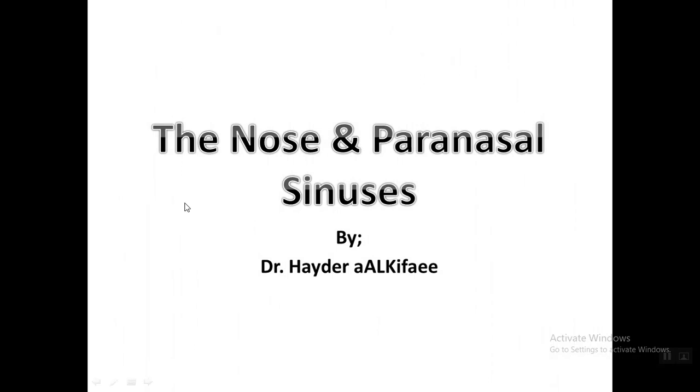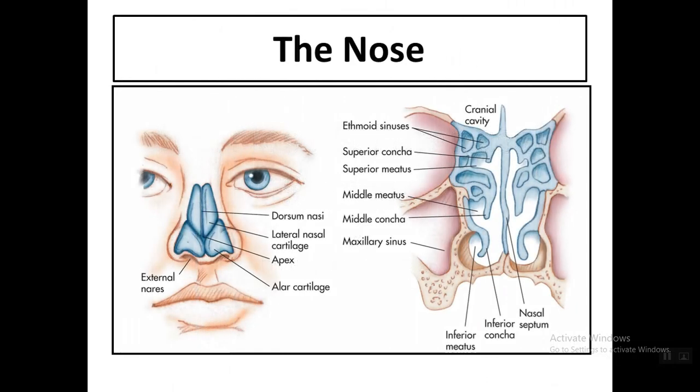The nose and paranasal sinuses. First, the nose can be divided into two parts: the outer part, called the external nose, which is pyramidal in shape, and an inner part called the nasal cavity. Both of them, the external nose and the nasal cavity, are separated in the midline by what we call the nasal septum.